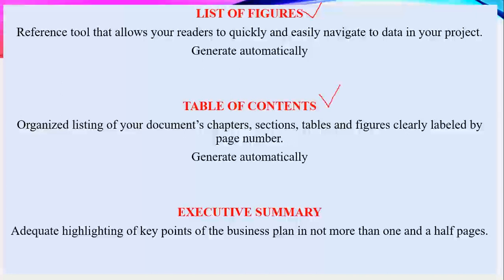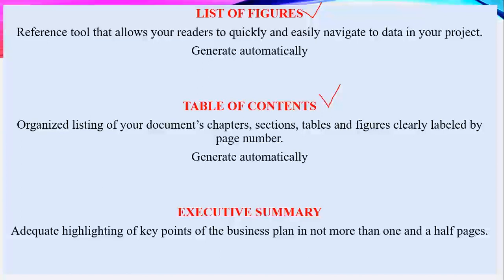The other preliminary page is the table of content. Very important. A table of content is an organized listing of your document's chapters, sections, tables, and figures clearly labeled by the page number. So this is a summary. It shows the various headings summarized with your pages. Where do you find this particular item in your document? That is a table of content. Again, we are going to look at the table of content in detail at some other tutorial.